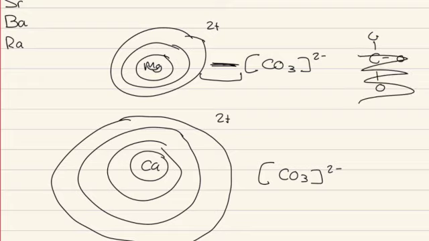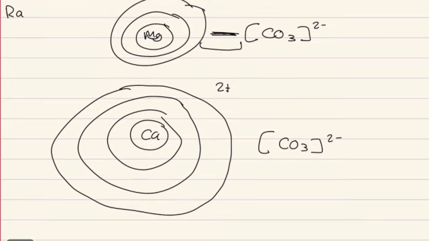Whereas in calcium, this distance is much greater, okay? So we have lower forces of attraction. So the CO bonds, yes, they're weakened, but not to the extent at which they're weakened by magnesium. So because of this, calcium carbonate will decompose, however, at slightly higher temperatures as compared to magnesium carbonate.